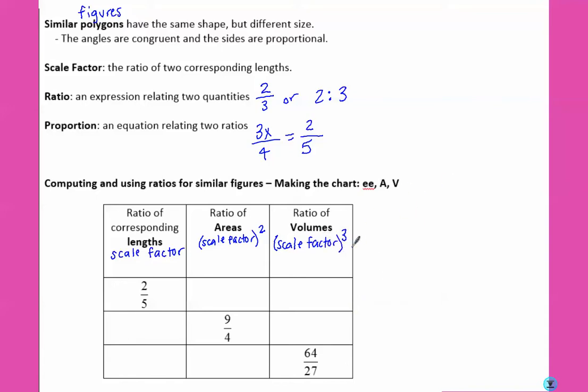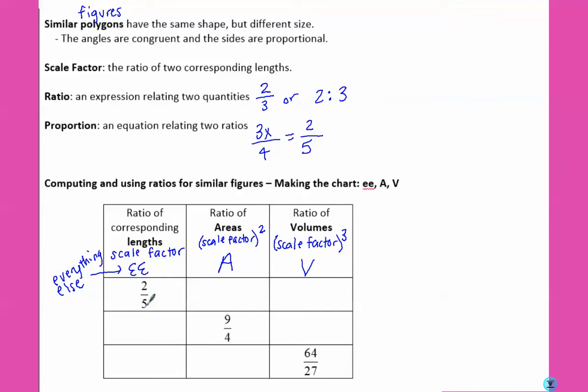So whenever we're given information, our volume will always go in the third column, area always in the middle, and if it doesn't say anything about volume or area, it's everything else. So if they're talking about side lengths or radius or circumference, all those things go here. Surface area, lateral area goes here, volume goes here.